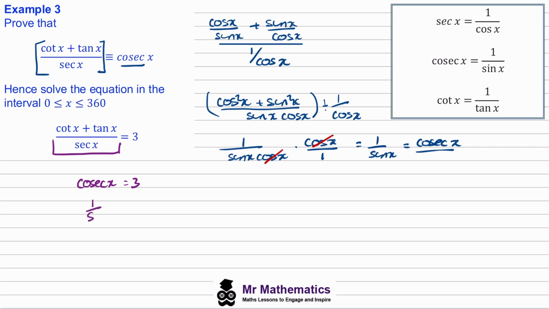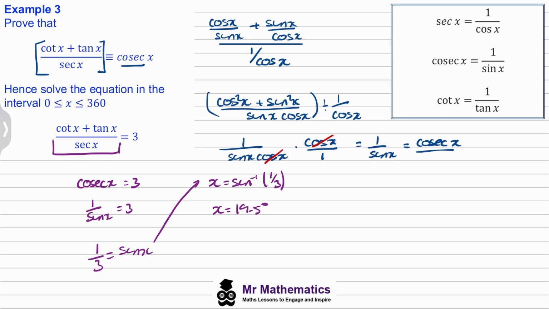So what this tells you, we can rewrite this left-hand side as cosec x equals 3. And this is 1 over sine x. We'll move the sine x to the right-hand side and the 3 to the left-hand side. So we get 1/3 is equal to sine x. And then if we take the arc sine of both sides, we'll get the arc sine of 1/3. And again, you can see that we're dealing with degrees, and we get approximately 19.5 degrees.